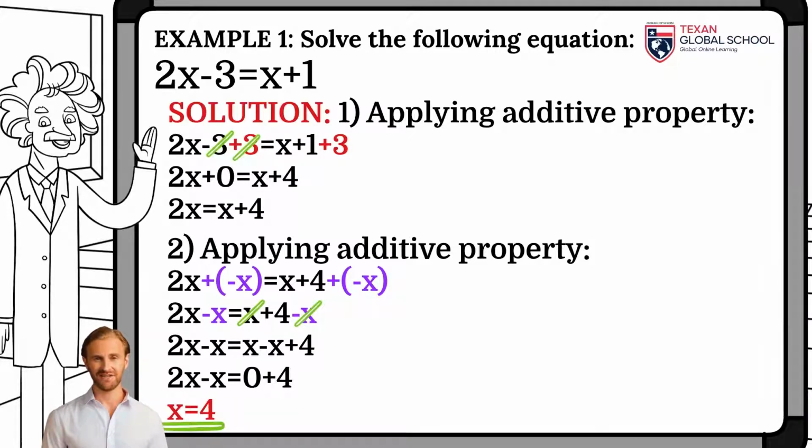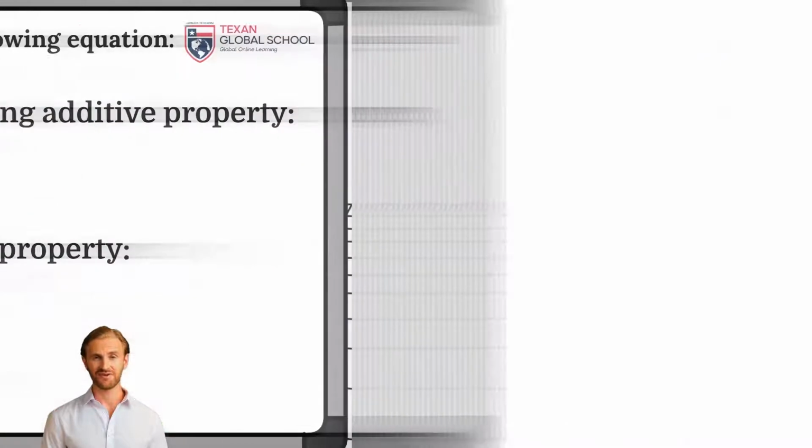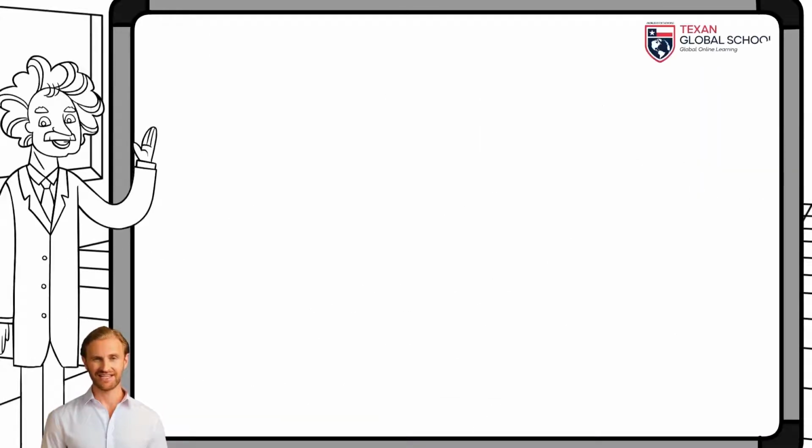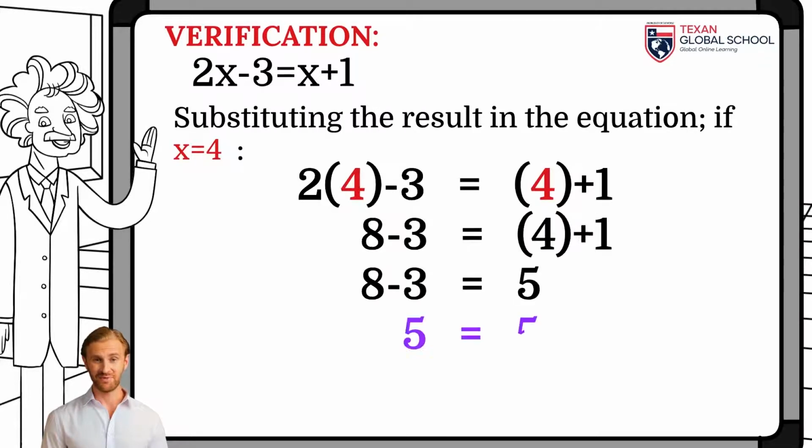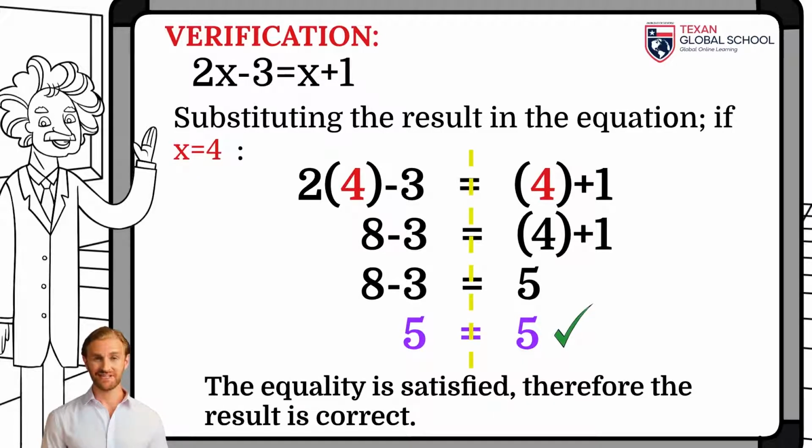We will verify the result by substituting it in the original equation. The members are evaluated independently to verify if the equality is satisfied. By substituting on the left side, we get 2 times 4 minus 3, which results in 5. By substituting on the right side, we get 4 plus 1, which results in 5. Since we got the same value on both sides, it means that the result of the equation is correct, since the equality is satisfied for this single value of the variable x.